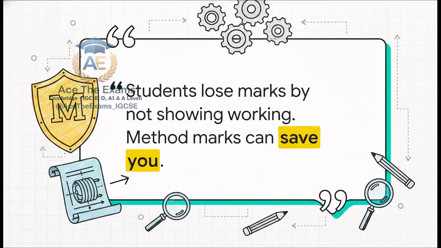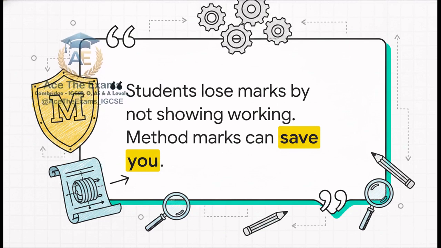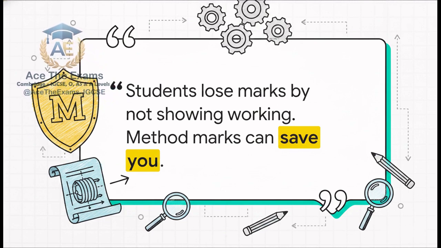Number 1, command word decoding. Are you calculating or are you explaining? Number 2, Peel framework application. Point, evidence, explanation, link. And number 3, the time management matrix. Don't spend 6 minutes on a 2-mark question like Alex did.